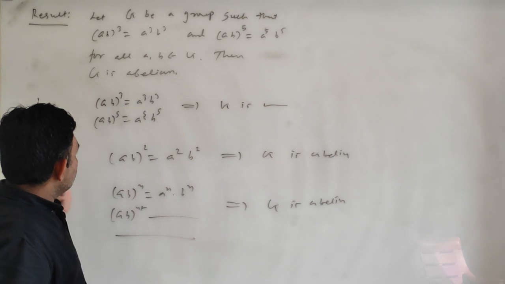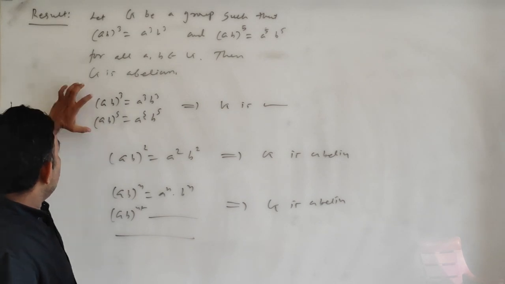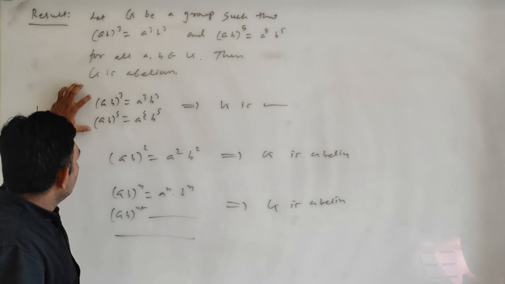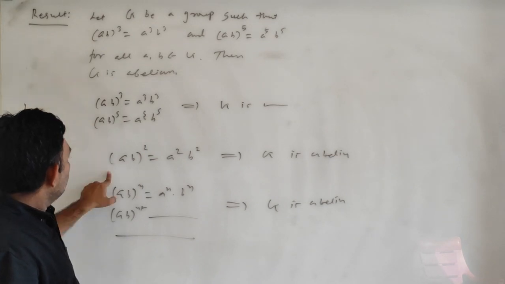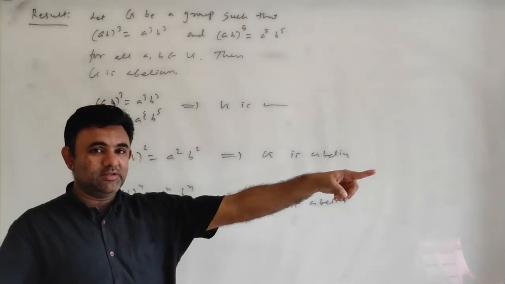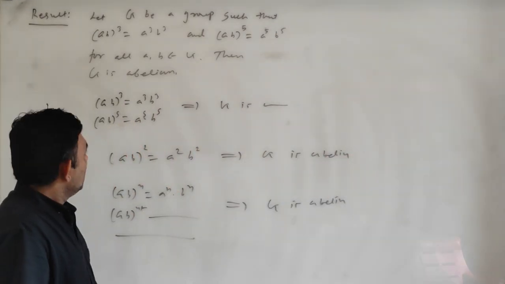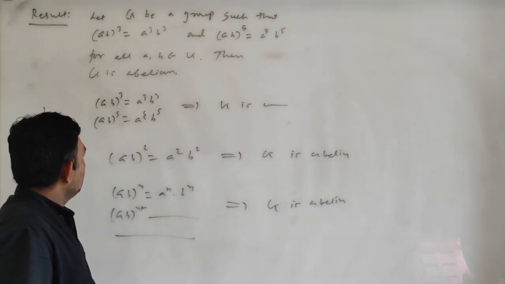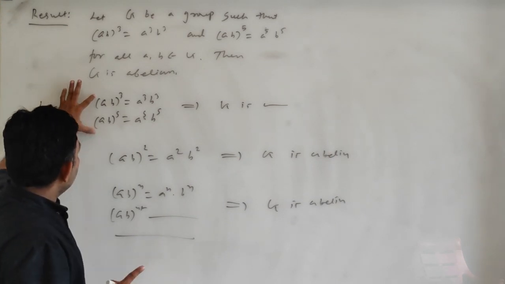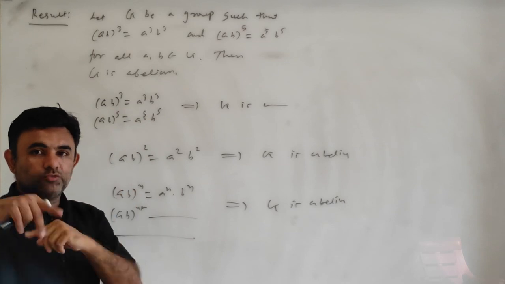So to prove this, what can we do? With the help of these two given things, either you prove (AB)^2 equals A^2 B^2, then using that result we claim that G is abelian. The other way is, using these two things, you prove that (AB)^4 equals A^4 B^4.